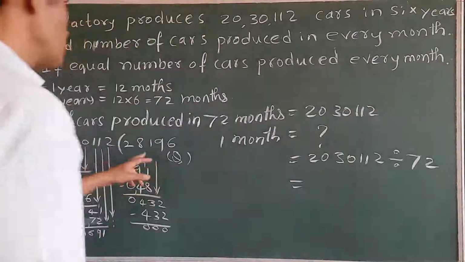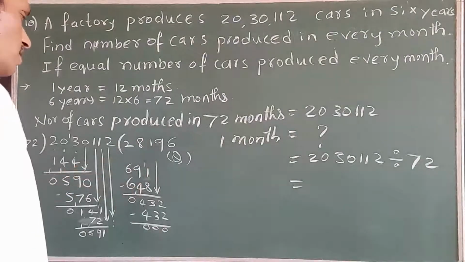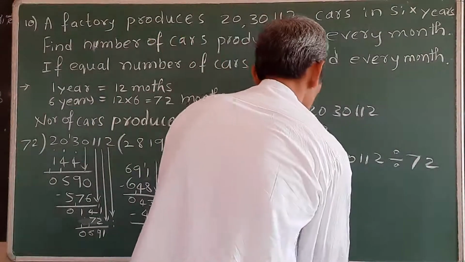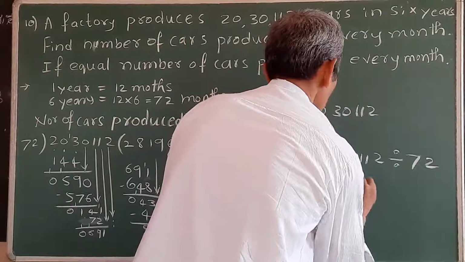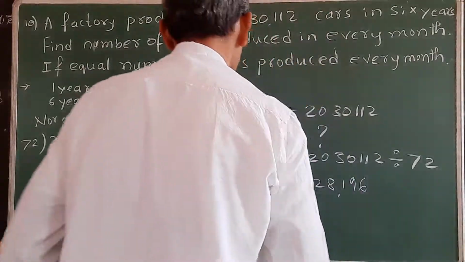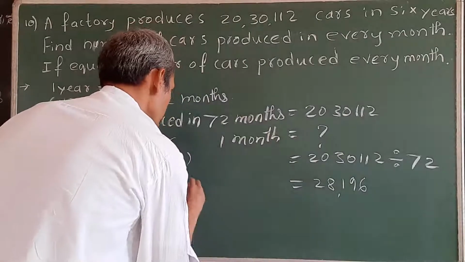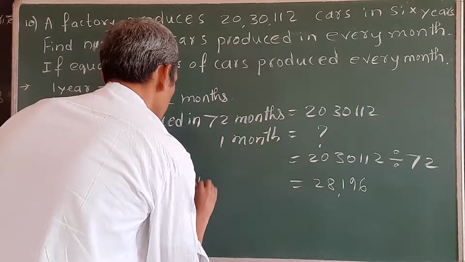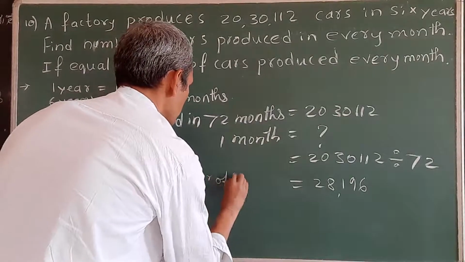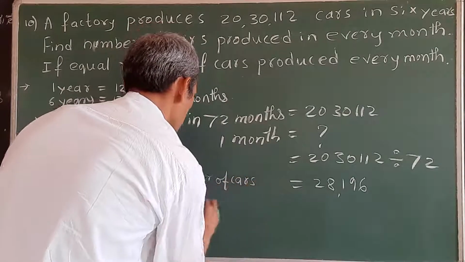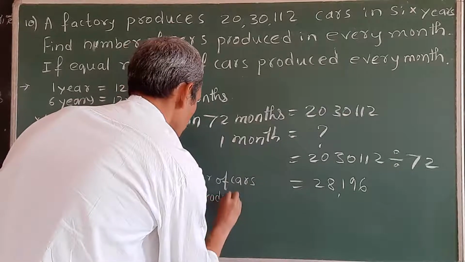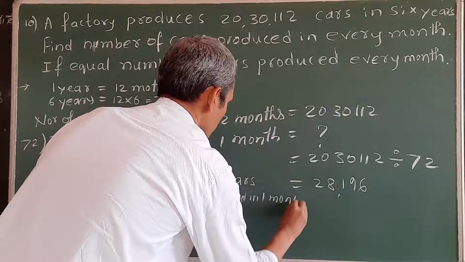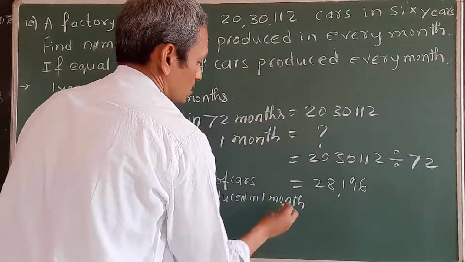The quotient shows that 28,196 cars were produced in each month. 28,196 cars were produced in 1 month. Therefore, the number of cars produced in 1 month is this much.